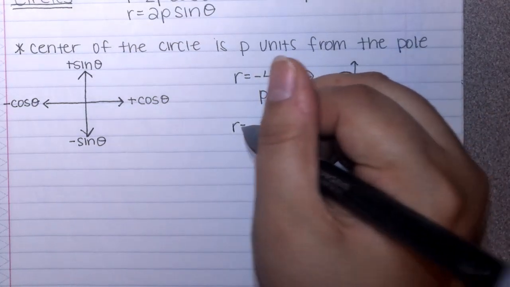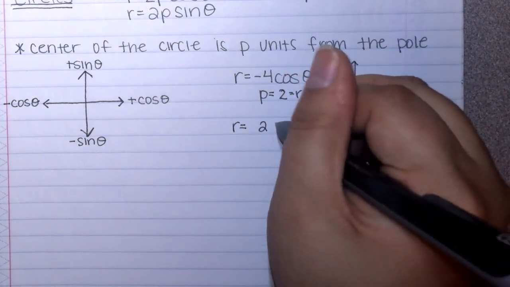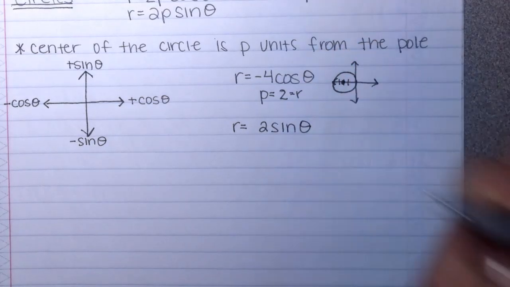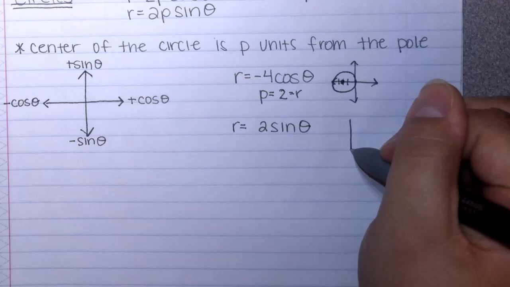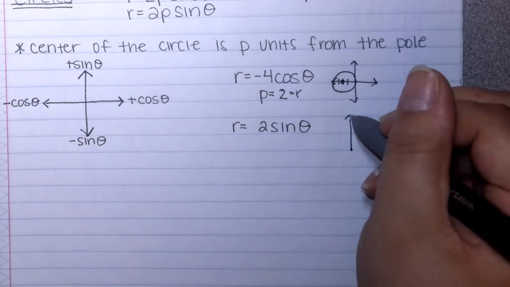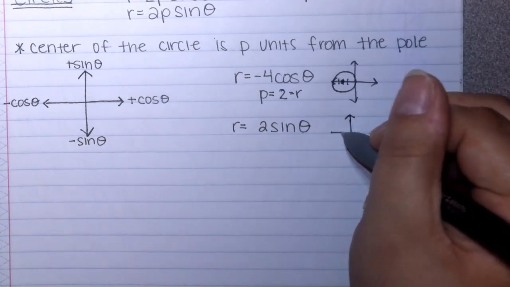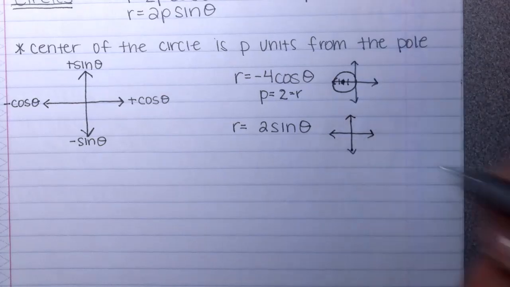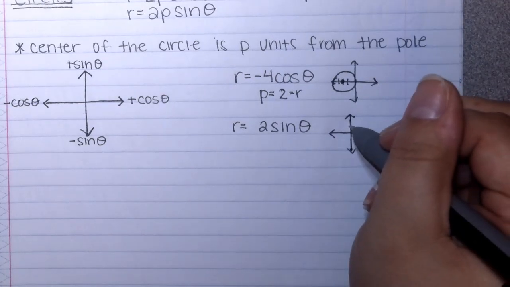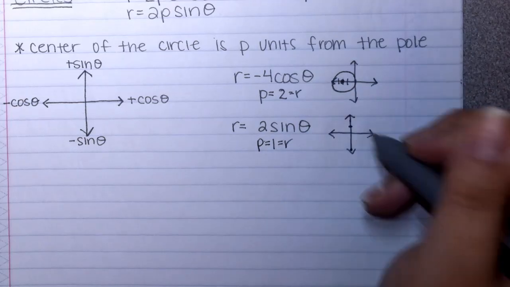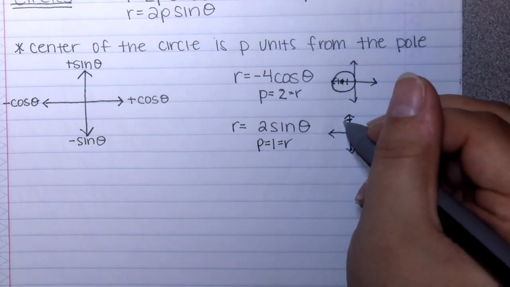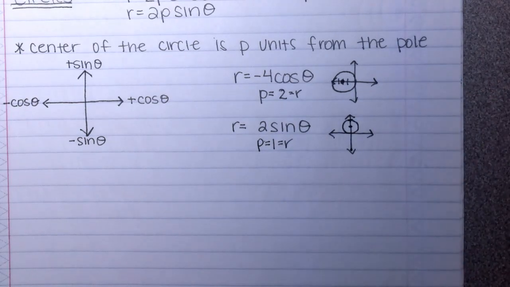What if I have R equals 2 sine of theta? I'm going to go up 1, that's my radius, and I'm going to draw my circle up, like that.